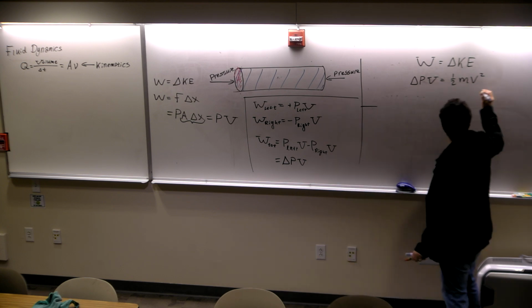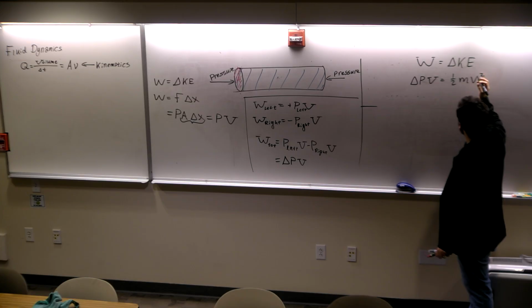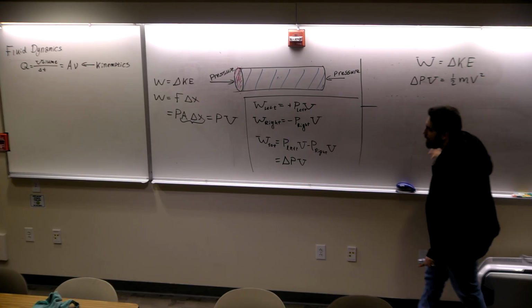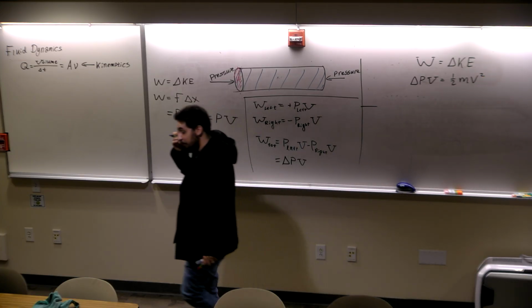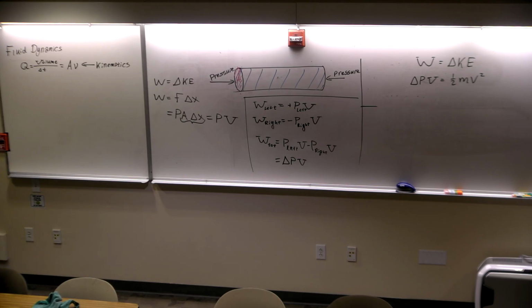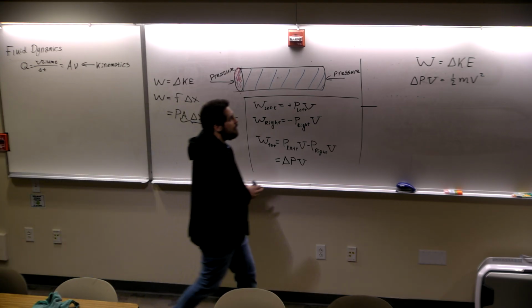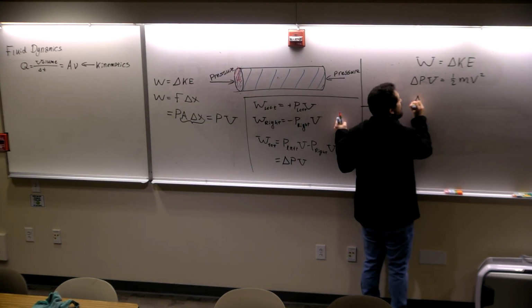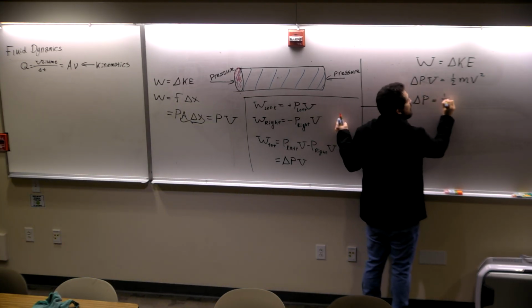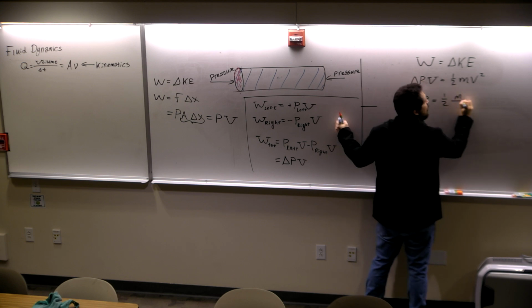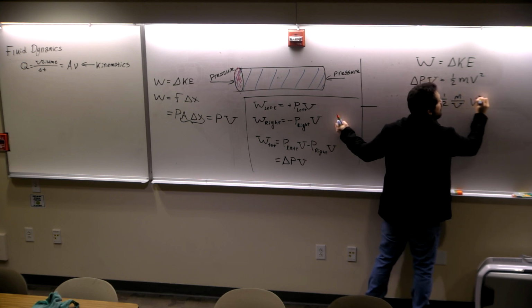Half mv squared, we'll assume initial is 0 just for simplicity right now. Feel okay? Any thoughts, any comments? We take this, and I'm going to say change in pressure is 1/2 mass over volume times speed squared.